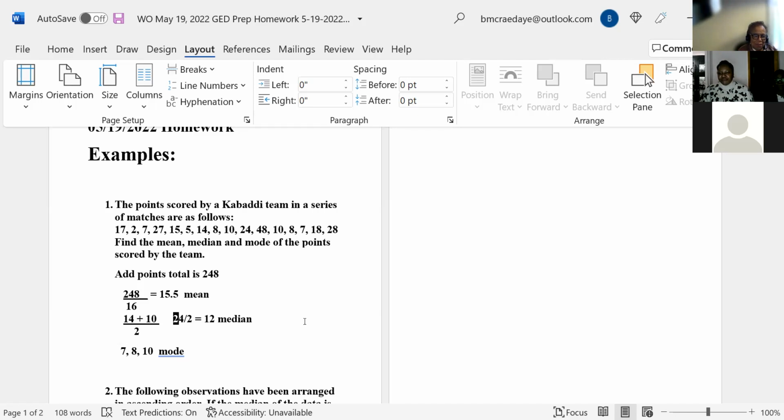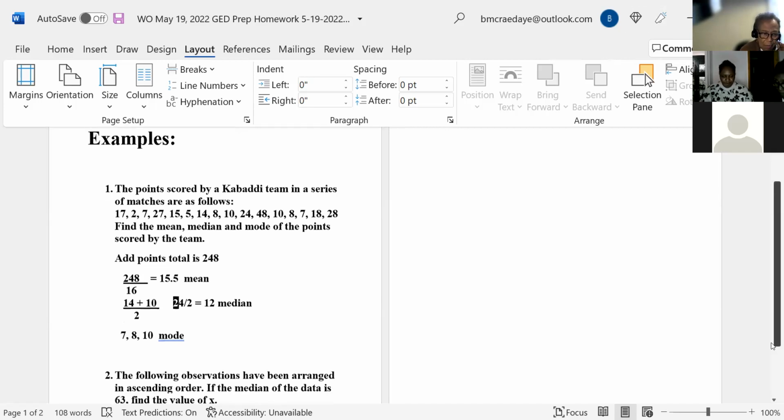Maureen, you want to help us out here? What's the second step after you get them in order? Well, once they're in order, you just check to see how many numbers they have. If there's 20 numbers, you take out the two middle numbers and add them together. Then divide them by 2. That's right.